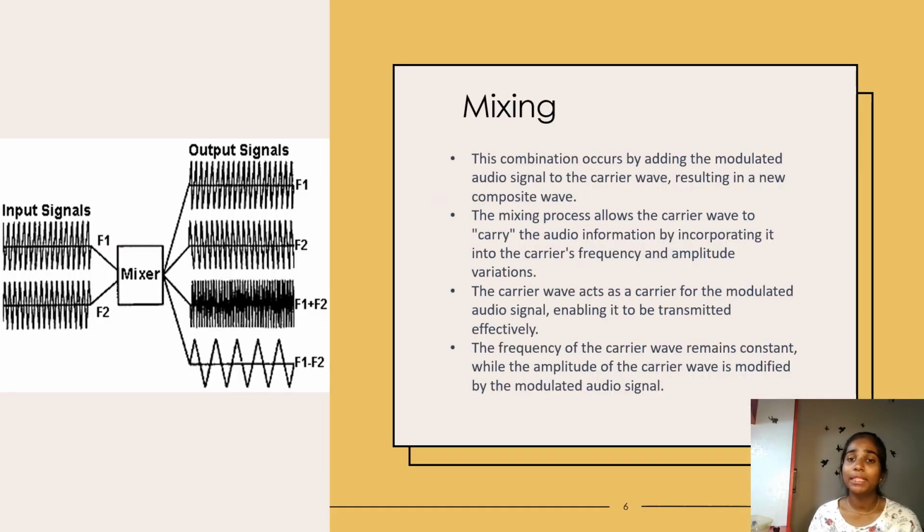The second step is mixing. Here, mixing means adding the audio signal to the carrier wave, which results in a new composite wave. The mixing process allows the carrier wave to carry the audio information, which is incorporated with the carrier frequency as well as the amplitude variation. Here, the carrier frequency is constant, and only the amplitude of the carrier wave is modified or altered according to the modulated audio signal which we require.